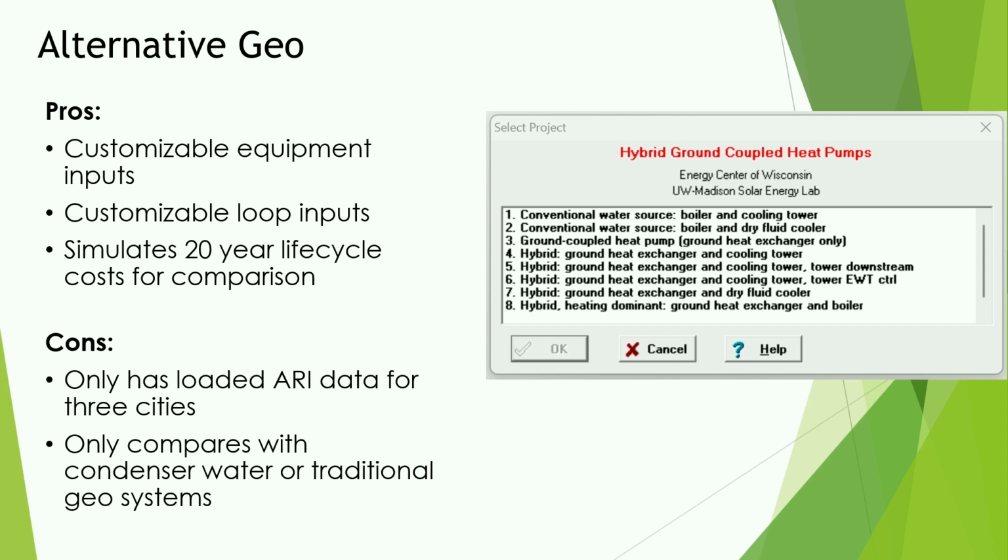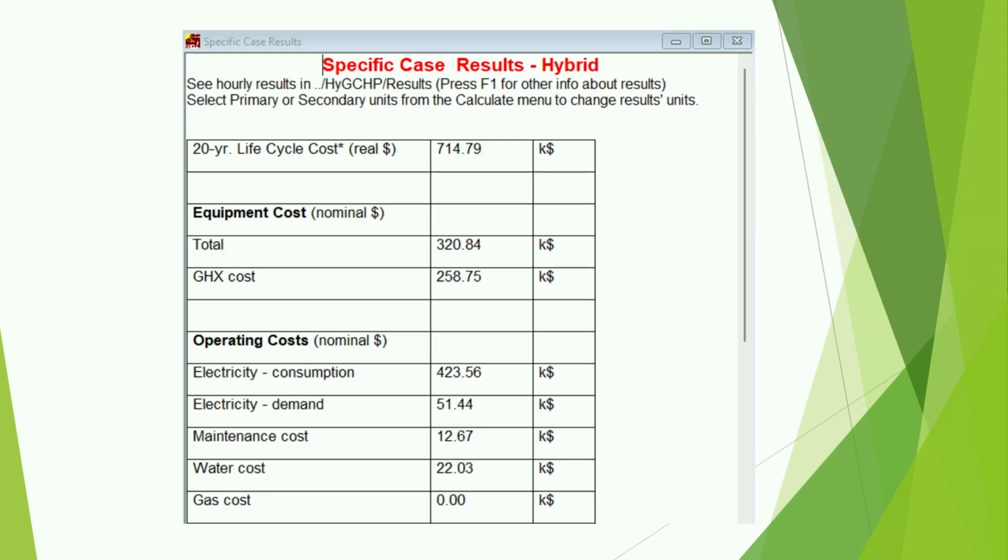But again, if you just want a general comparison, what's it look like? Maybe your weather's similar to one of those cities. It should work for you. This is what the kick-out looks like. The report gives you life cycle cost, individual equipment cost, operating cost, all that stuff. If you want to compare what can I possibly save on top of my GEO by going to a hybrid GEO, right?